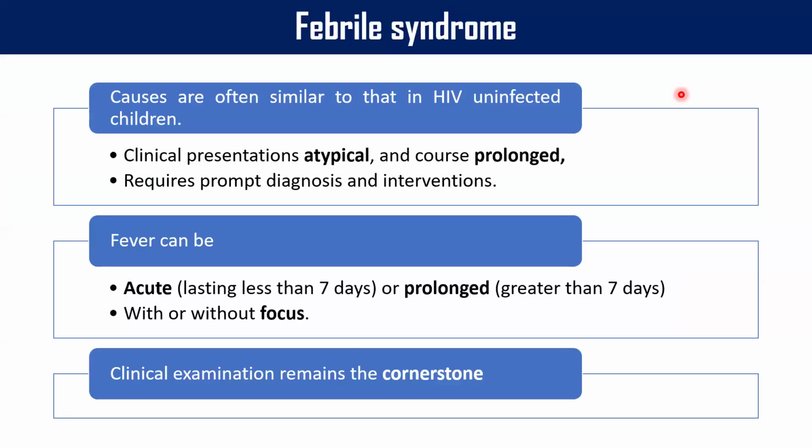So for example, febrile syndrome. What do you mean by a febrile syndrome? Any child who comes to you with fever, only fever, nothing else. This is called febrile syndrome. The causes are often similar to those in HIV uninfected children, but the presentation may be atypical and the course may be prolonged. So it requires prompt diagnosis and intervention. The first step is you can divide the fever into an acute febrile illness, where the history of fever is less than 7 days, or a prolonged fever that is more than 7 days, or fever with a focus.